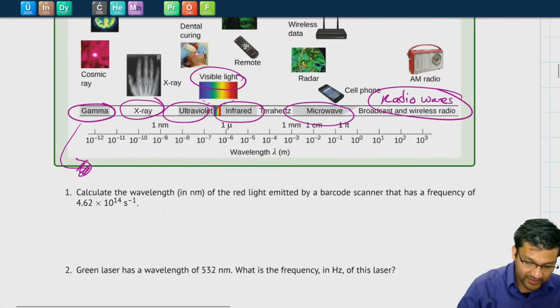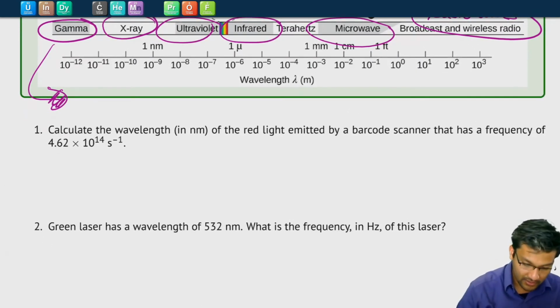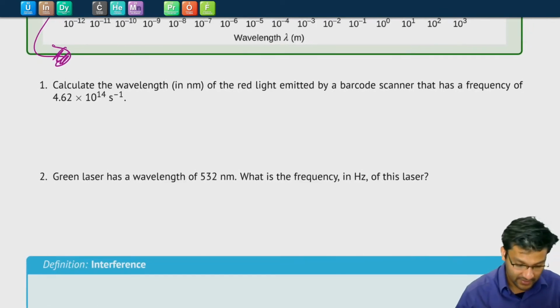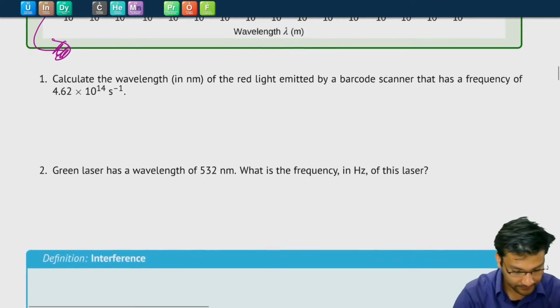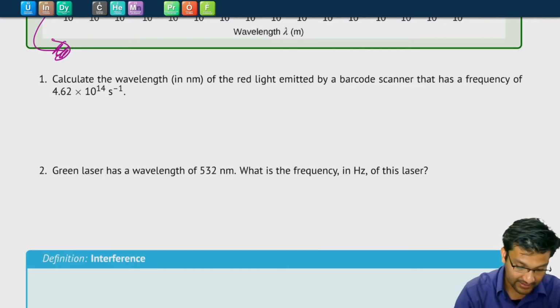Okay, so now that we talked a little bit about light as waves, let's perform some calculations involving light waves. Let's look at number one. Number one asks us to calculate the wavelength in nanometers of red light. They tell us that it has a frequency of 4.62 by 10 to the 14 per second.